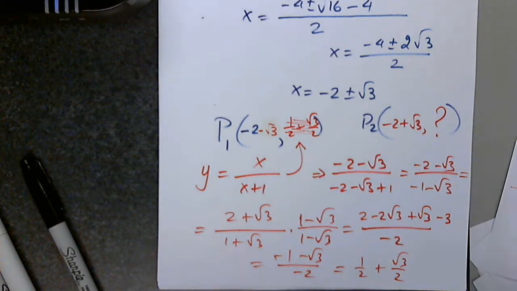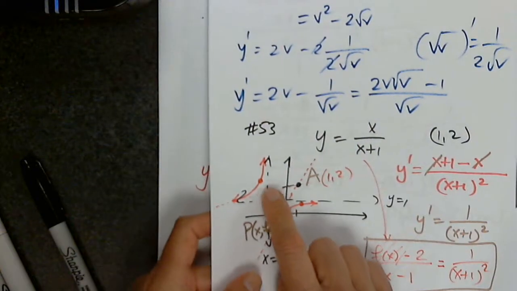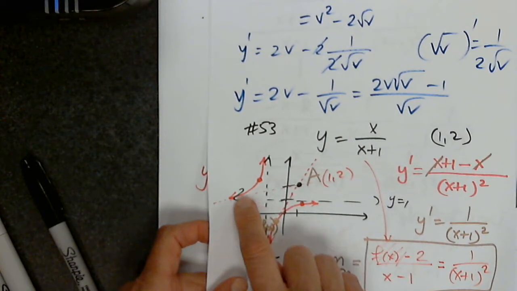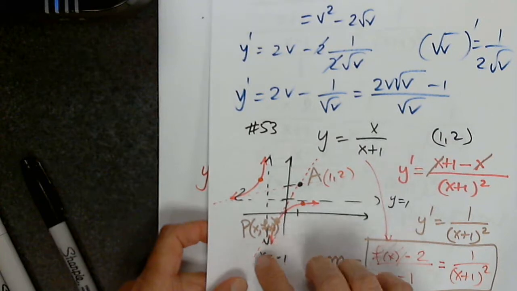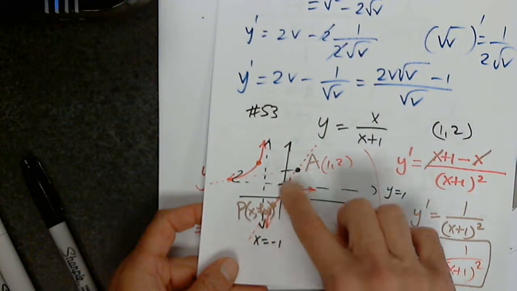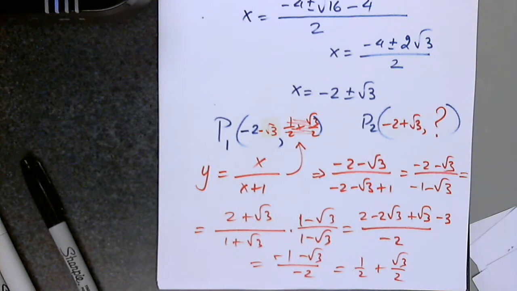So coming back to my graph, this one was negative, so this will be this point here somewhere, P2, P1, and this will be this point here. Any questions?